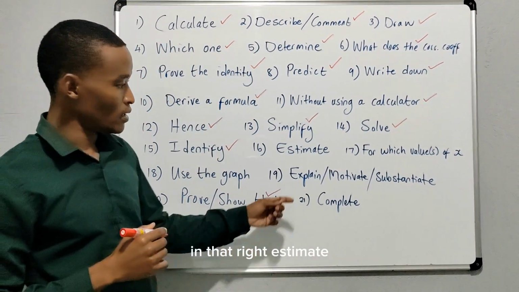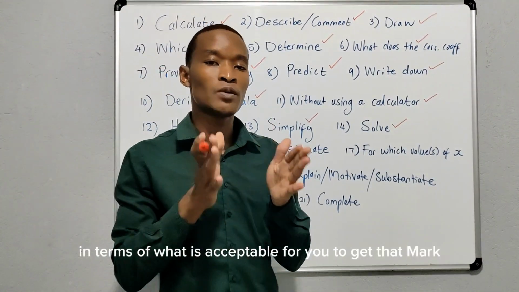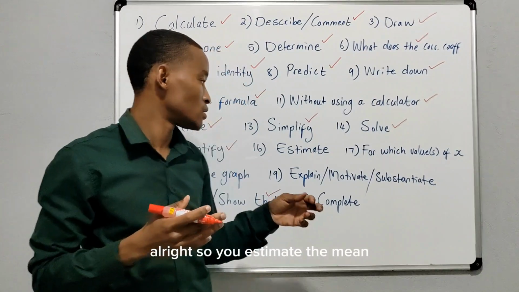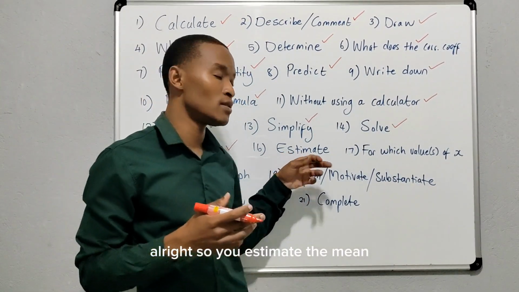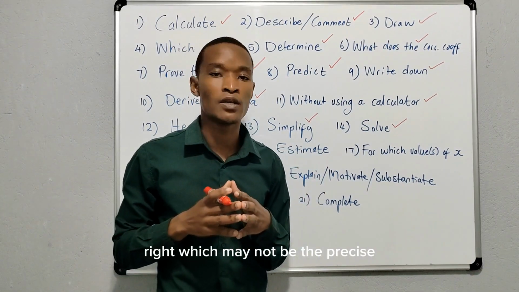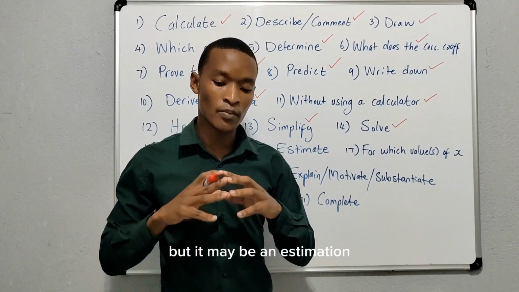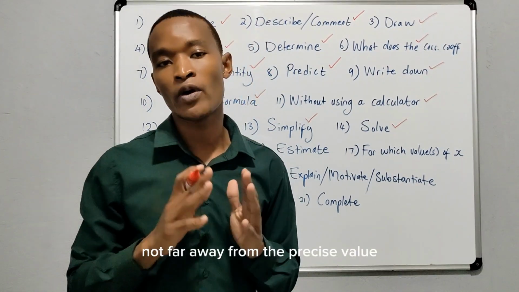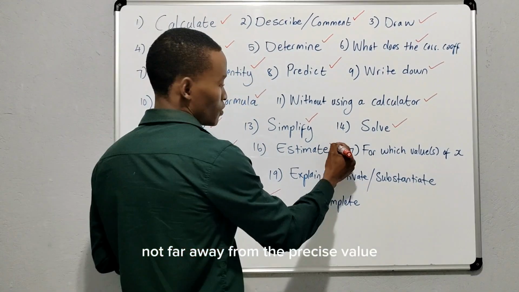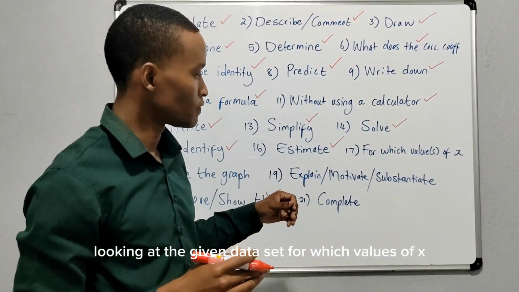All right. Estimate, and usually there'll be a range here in terms of what is acceptable for you to get that mark. So you estimate the mean, for instance, in a grouped data set, which may not be the precise numerical value of the mean, but it may be an estimation not far away from the precise value. So that is you estimating looking at the given data set.